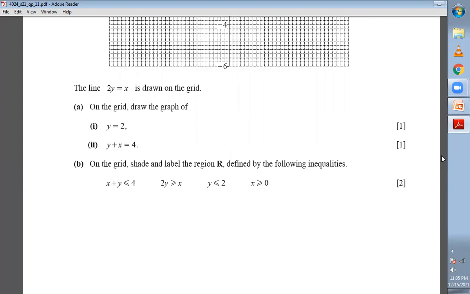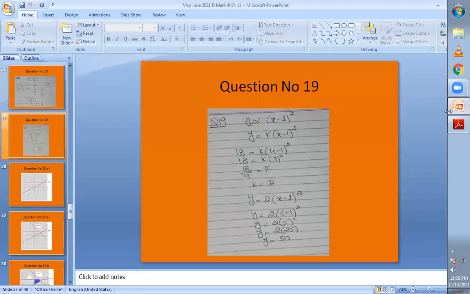On the grid, draw the graph of y equals 2. This is 1 mark. And on the grid, draw the graph of y plus x equals 4. It's a 2-mark question. So we have to draw these two lines, y equals 2 and y plus x equals 4. This will be y equals minus x plus 4. When I take this x to the other side, it will be y equals minus x plus 4. Let me show you.